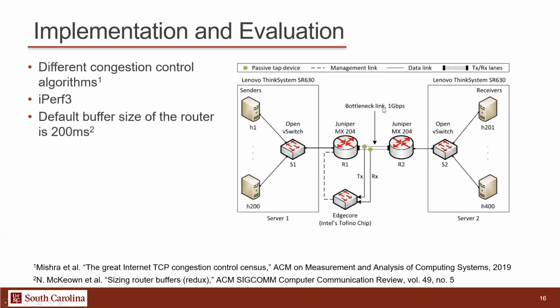And then we have a bottleneck link of 1 gigabit per second. What we have here is a tap installed on both directions, and they are connected to our P4 switch, which is an Edgecore with the Intel Tofino chip. We did the evaluation by generating traffic using iPerf.